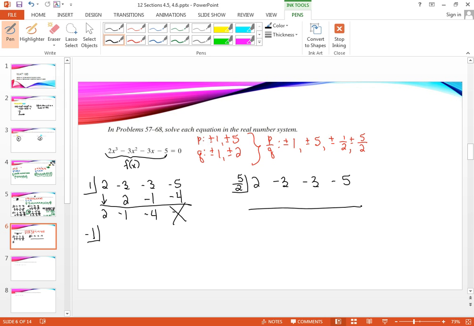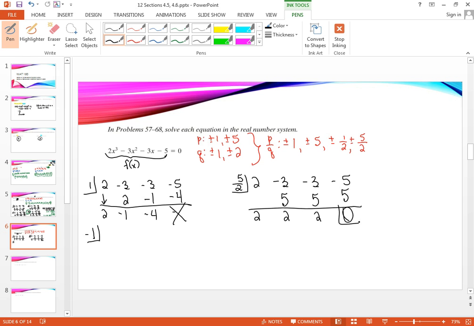Okay. So bring down the 2. 5/2 times 2 is 5. -3 plus 5 is 2. 5/2 times 2 is 5. -3 plus 5 is 2. 5/2 times 2 is 5. Remainder 0. Hallelujah. Okay. All right, so we're supposed to solve this thing over the real number system.